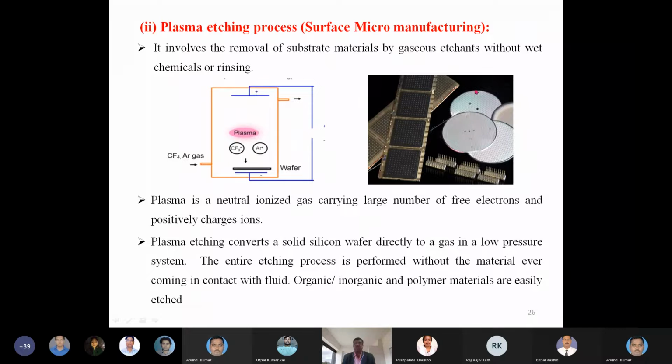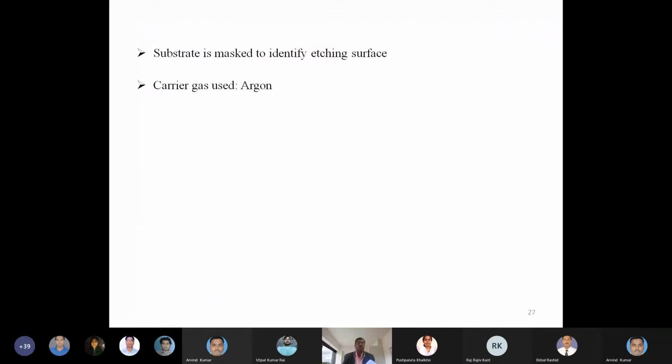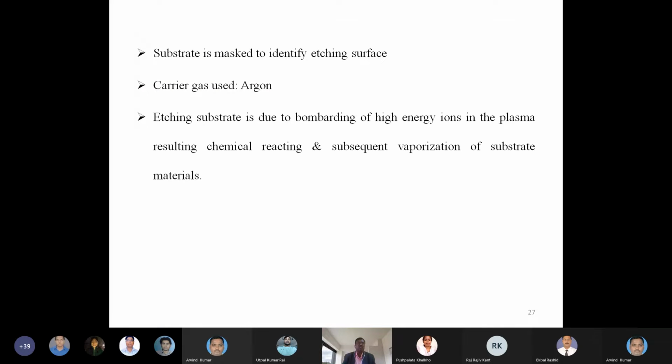These are electronic components that are generally generated using micro manufacturing. Small holes are generated over here by surface micro manufacturing methods. Here, the substrate surface is masked to identify the etching surface. Argon is used as the carrier gas.